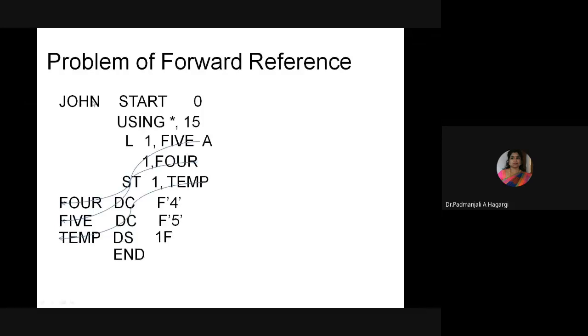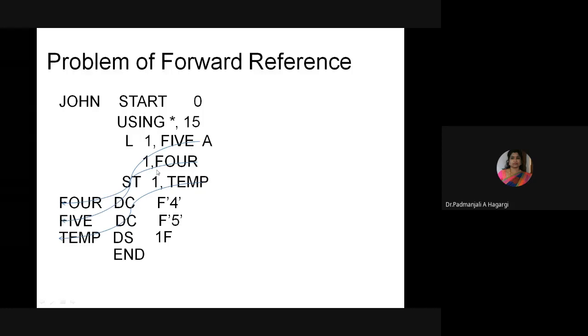So if you see this example, John is a label. At this line, the beginning of the program is started at the location called 0. Then there is a mnemonic word, and immediate addressing mode with 15 value. This type of operand, where the star is separated by comma, means immediate addressing mode is used here. And at line 1, 5A, 5 and A. So here how many operands? 1, 2, two operands are used.